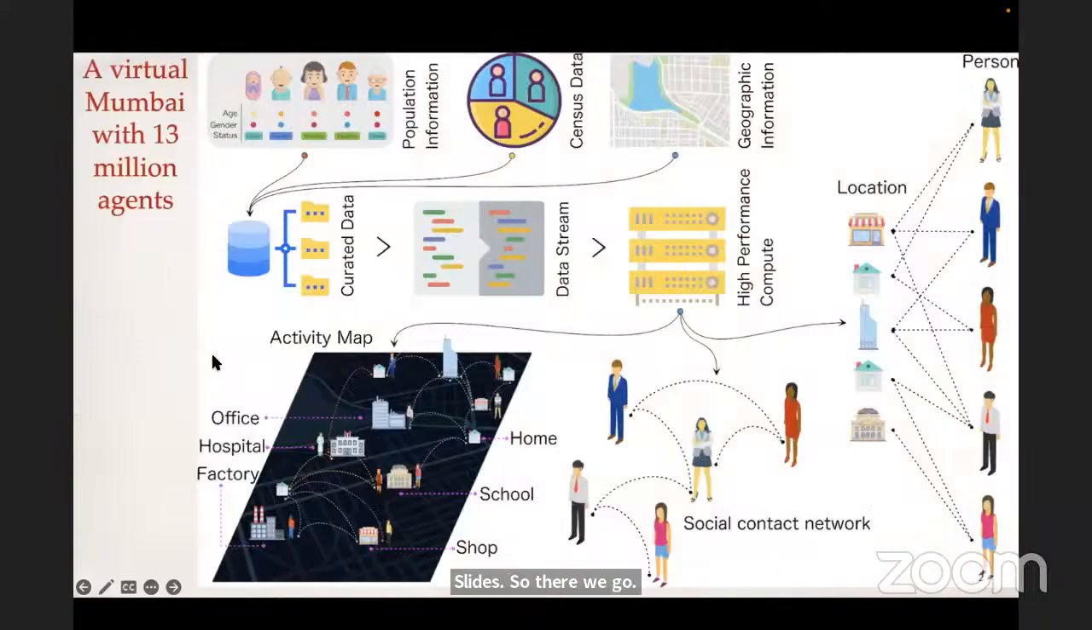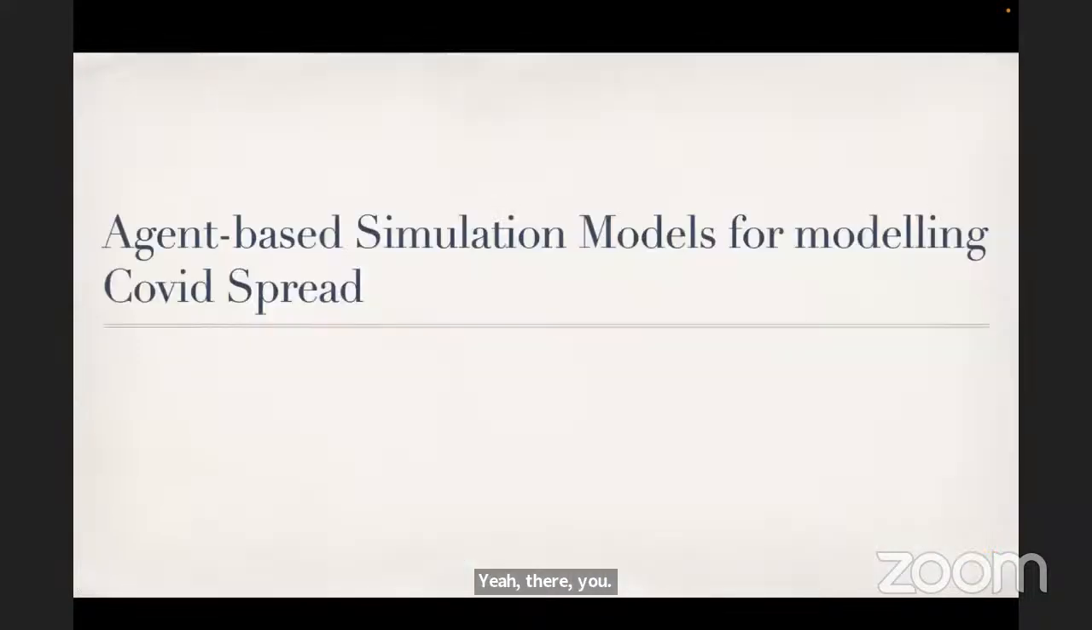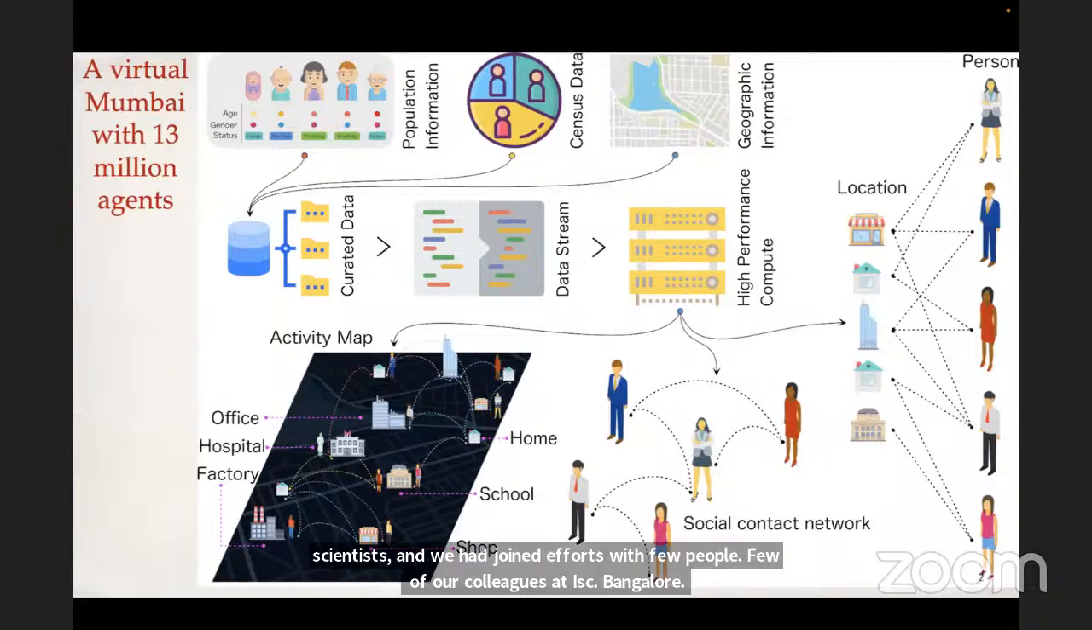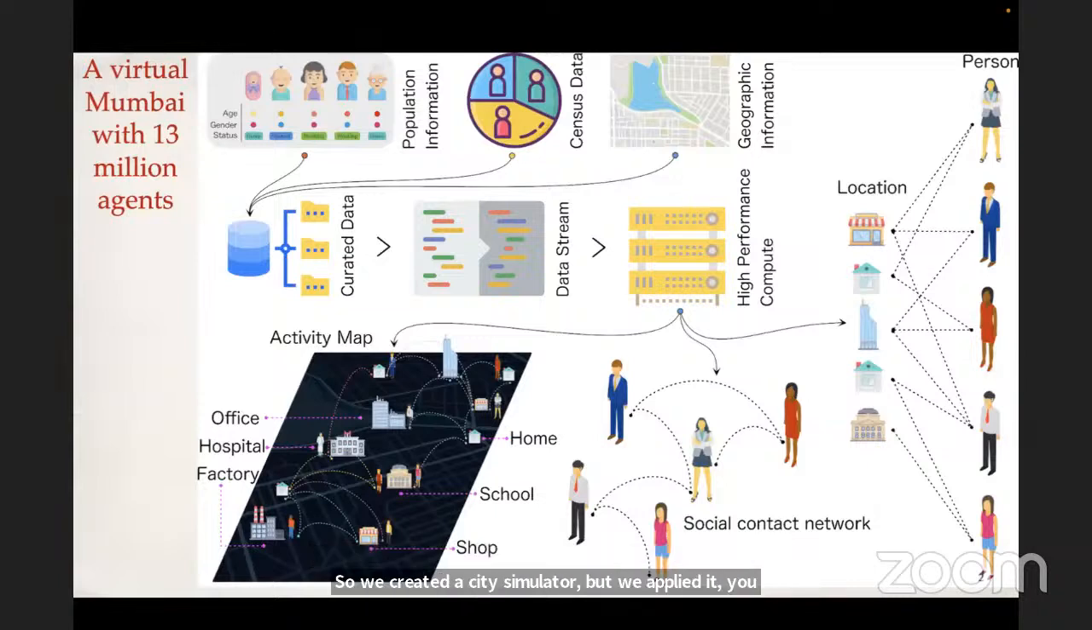All right, so I'll describe something we had done during the COVID time. This was a few of us scientists in TIFR, and we had joined efforts with a few of our colleagues at ISC Bangalore. So we created a city simulator, but we applied it largely to Mumbai city. It has 30 million agents. The idea was to create a replica of Mumbai city in the computer, a synthetic city which represents Mumbai in aspects which are important for COVID modeling.